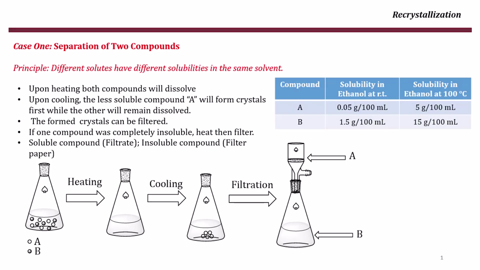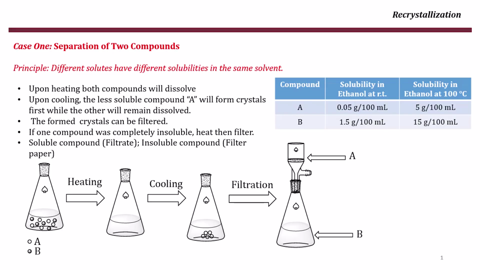The crystals of compound A can then be collected by filtration. If one compound is completely insoluble, the process becomes even simpler. We heat, then filter directly. The insoluble compound will stay on the filter paper, while the soluble compound will remain in the filtrate.